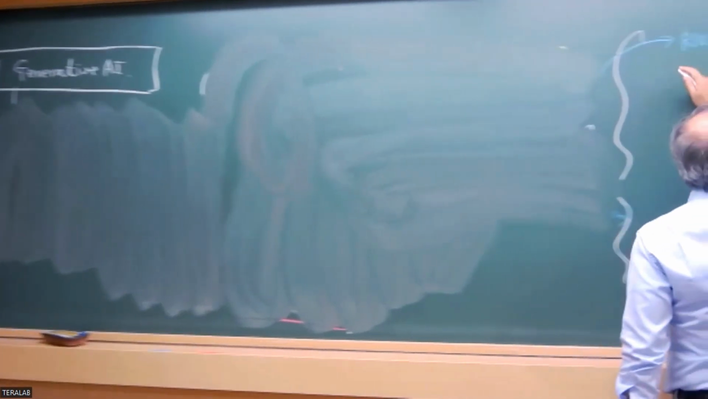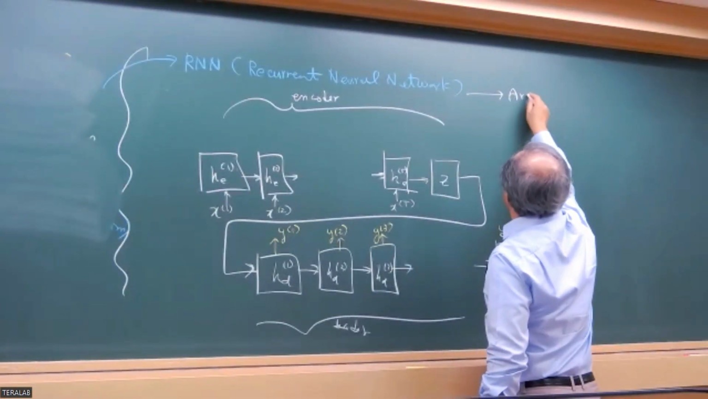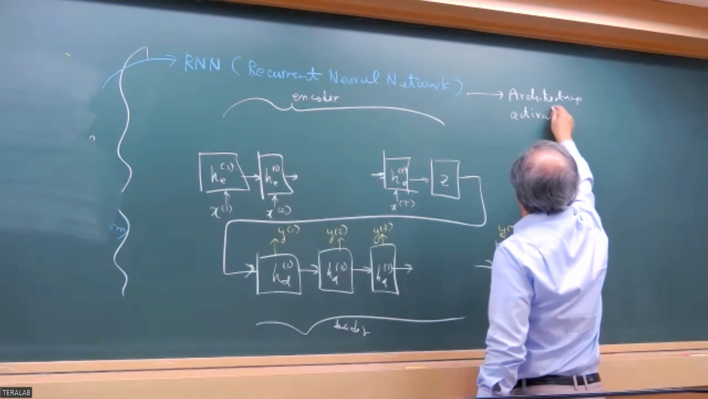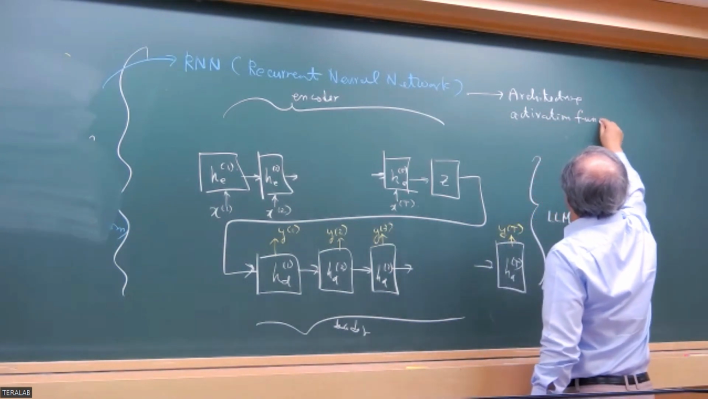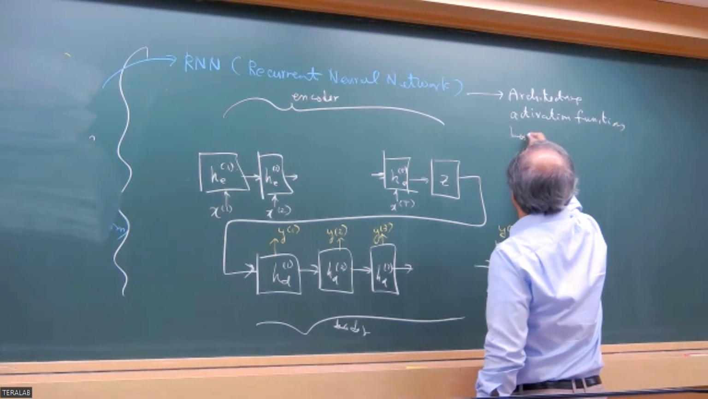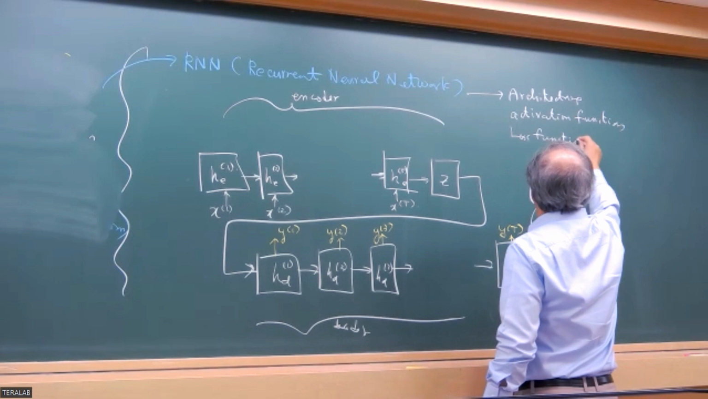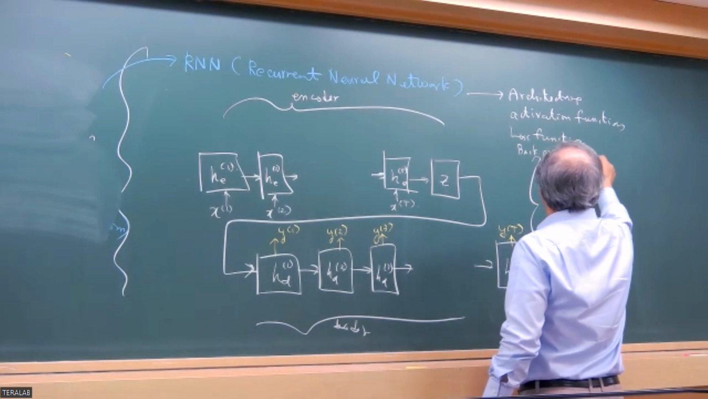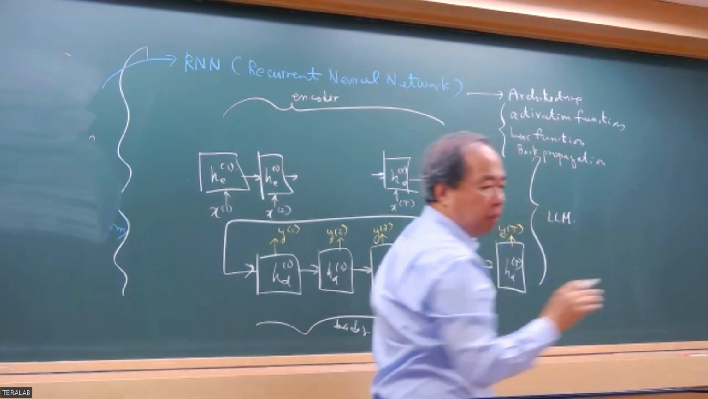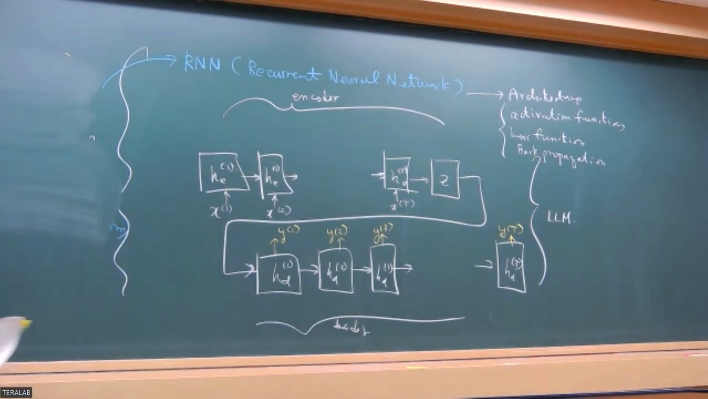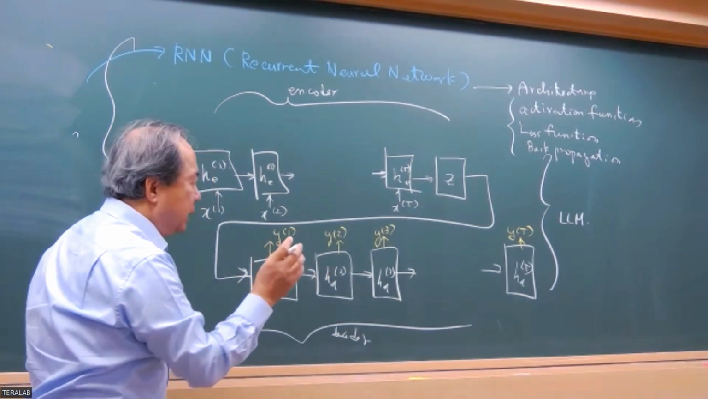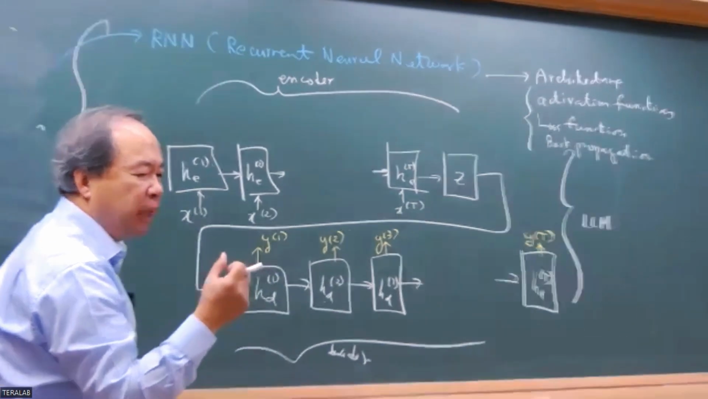I'm going to give you a lecture on architecture, activation function, loss function, and backpropagation. That will be the core part of the class today and Wednesday. Especially, the recurrent neural network has this kind of architecture, but more likely encoder and decoder are combined together into a single form.